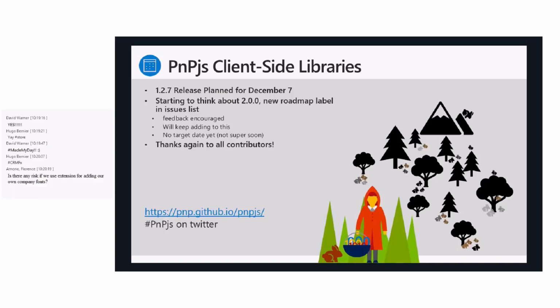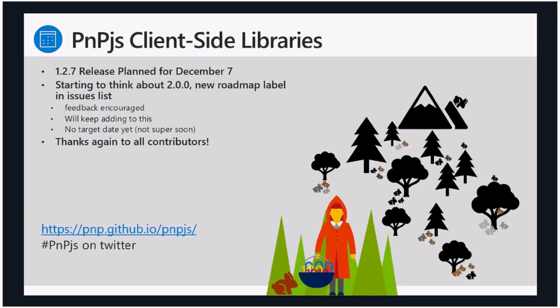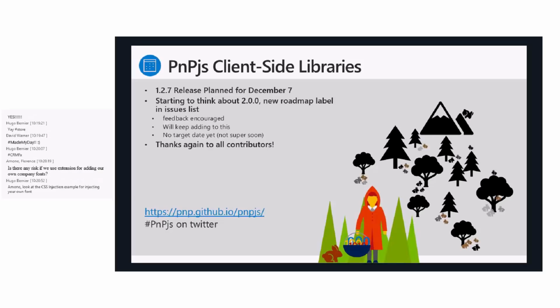I did want to mention we're starting to think about what 2.0 might look like. I've added a new label to the issues list for PnP JS that conveniently enough is roadmap, and that is just sort of general bucket topics.